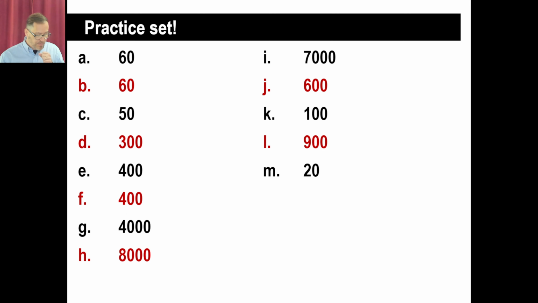All right, give N and O a whirl, and then come on back and we'll do it together. Okay, N would be about 1,000, if not exactly 1,000, okay? O looks like 9,000, okay?